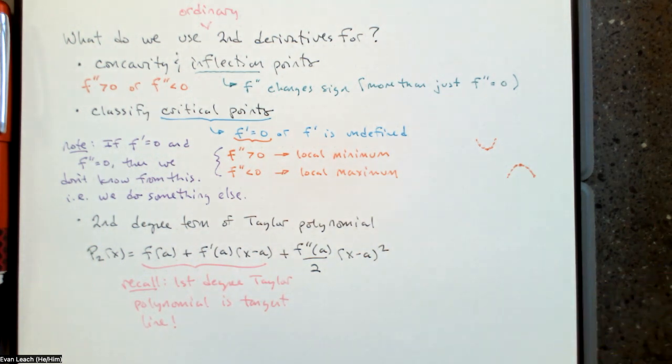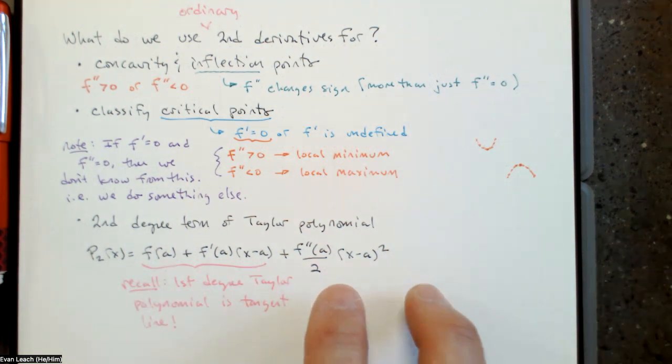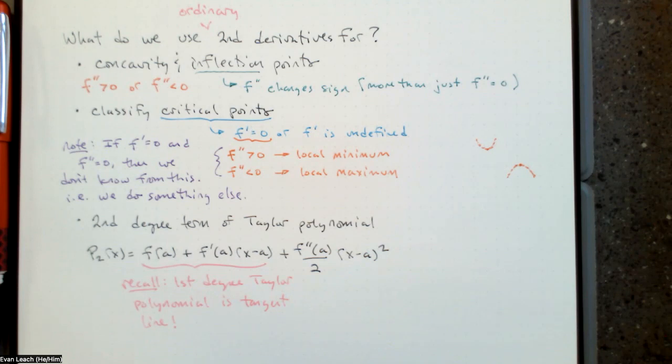When we start building Taylor polynomials for functions of two variables, which we have already done, I'm going to have second partials show up in my quadratic terms.